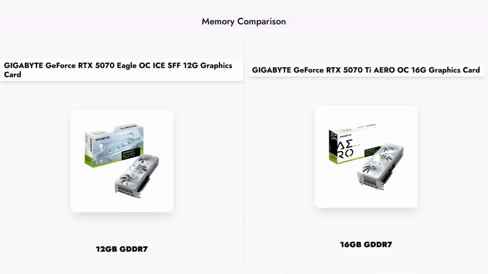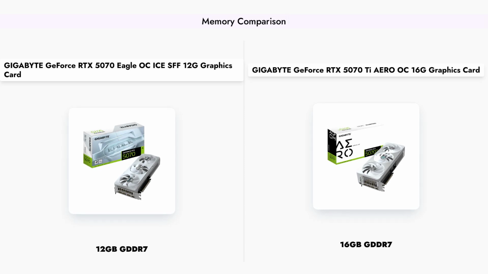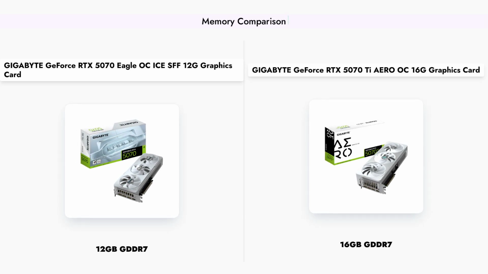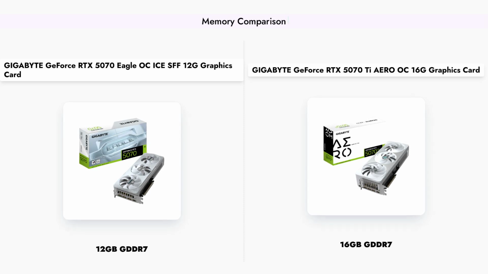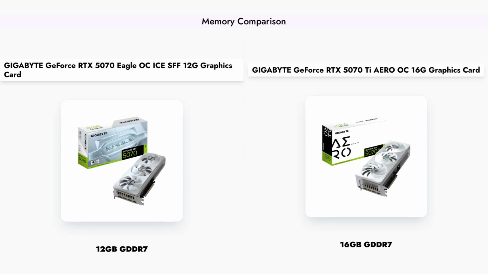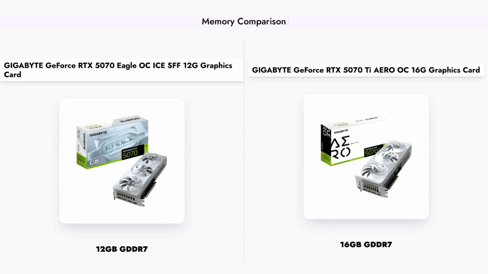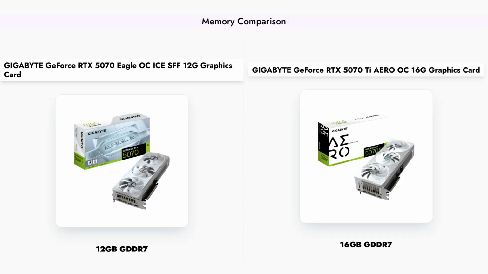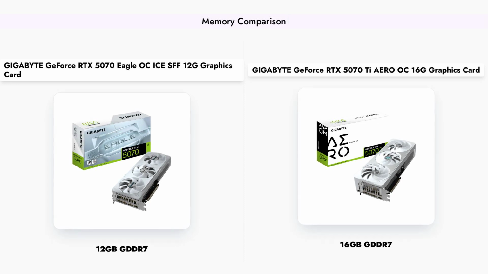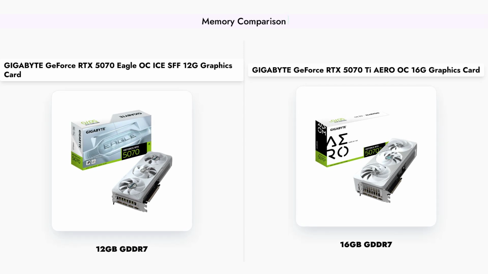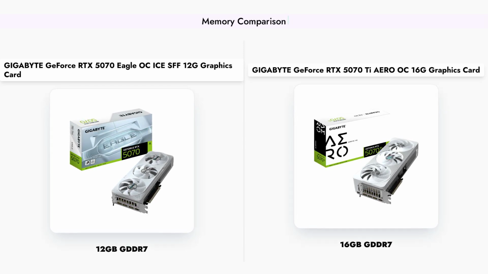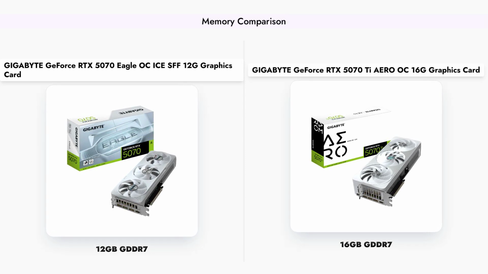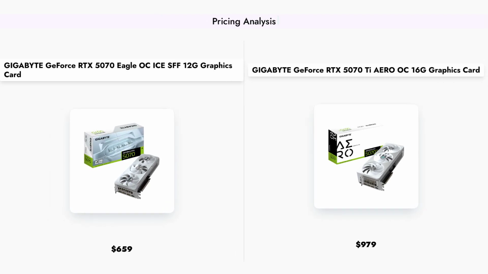When it comes to memory capacity, the GIGABYTE GeForce RTX 5070 features 12 GB of GDDR7 memory, which is sufficient for most gaming and professional applications. However, the RTX 5070 Ti steps it up with 16 GB of GDDR7 memory, providing enhanced performance for more demanding tasks and future-proofing for upcoming games. This additional memory can make a significant difference in high-resolution gaming and resource-intensive applications, giving the RTX 5070 Ti an edge in this category.